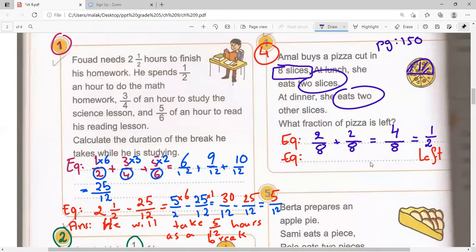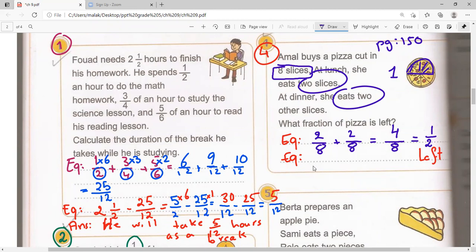Now, what fraction of pizza is left? How do we write the fraction? 8 over 8 minus 4 over 8 equals 4 over 8. Exactly. So the whole pizza represents 1 or 8 out of 8.